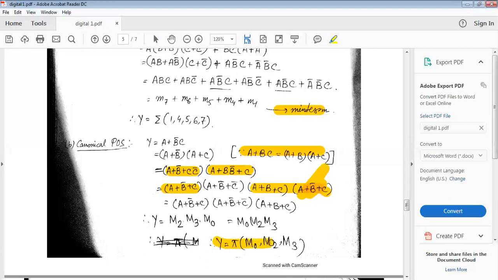These are the max terms, and the summation symbol is used for SOP form and pi is used for POS form. This is the multiplication.